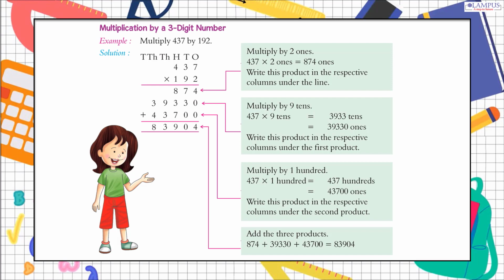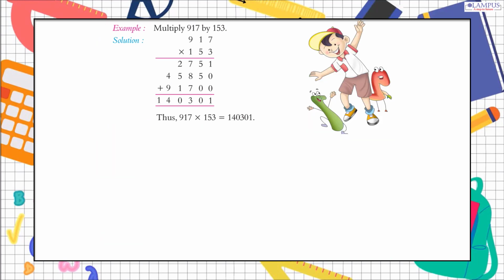Multiply by 100. 437 times 100 equals 437 hundreds equals 43,700 ones. Write this product in the respective columns under the second product. Add the three products. 874 plus 39,330 plus 43,700 equals 83,904. Example. Multiply 917 by 153.